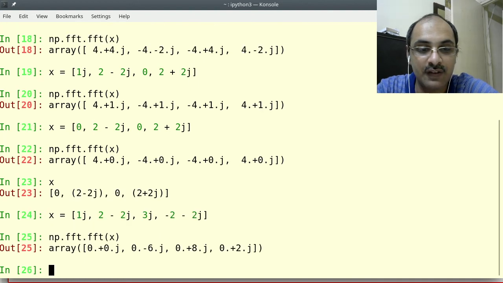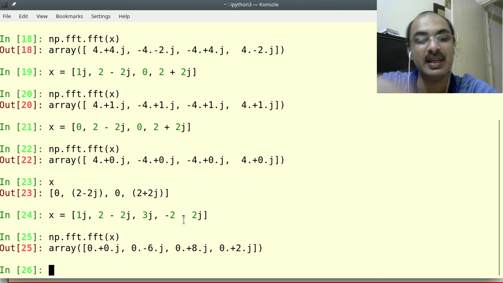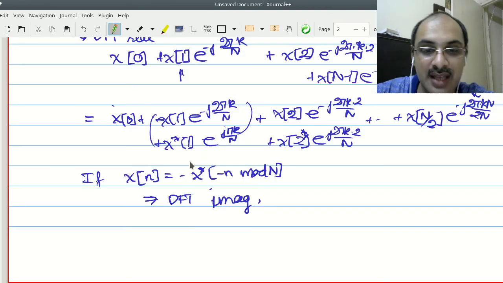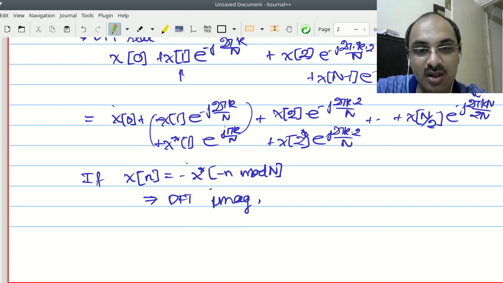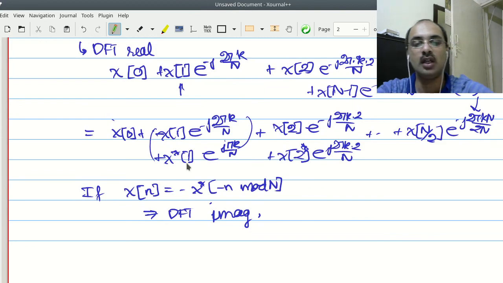Now if you look at the FFT of this sequence, you will find that it is 0, minus 6j, plus 8j, 2j. This is an odd sequence because x of minus n modulo n star will be the negative of xn. And for odd sequences you have purely imaginary DFTs. This is also something that you can verify.